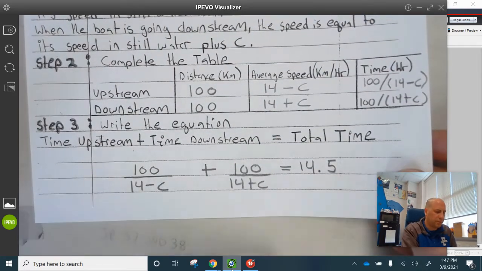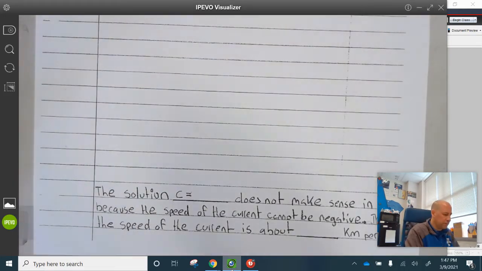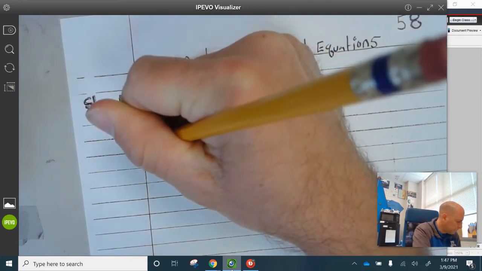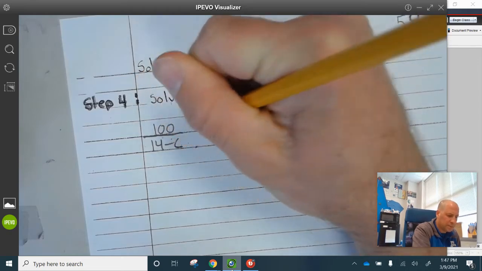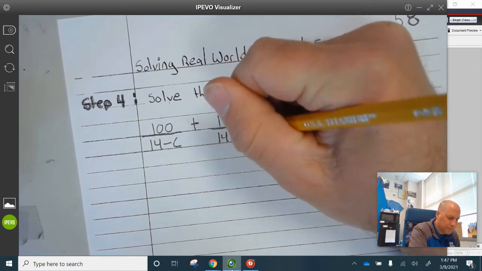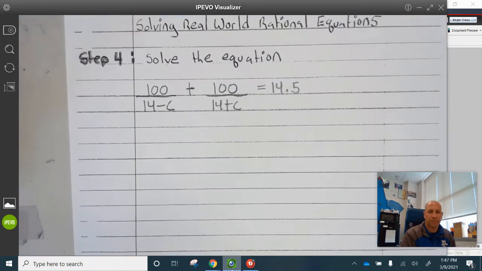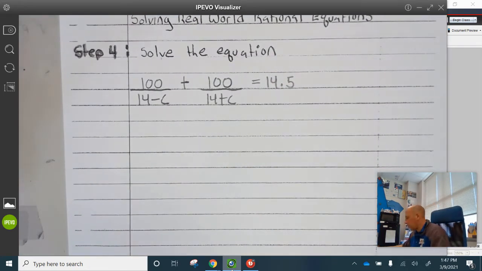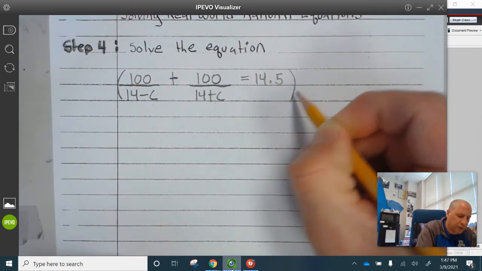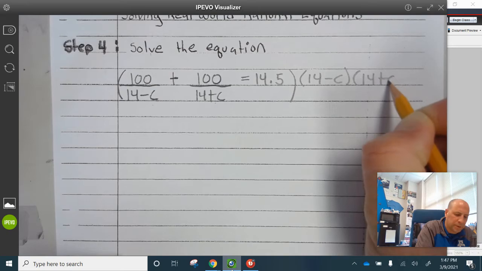All right. Now let's move on to the next step. We're going to solve the equation. So we're going to solve 100 divided by 14 minus C plus 100 divided by 14 plus C equals 14.5. The first thing we need to do is multiply by the common denominator. The common denominator is the two denominators multiplied together, so that's 14 minus c times 14 plus c.